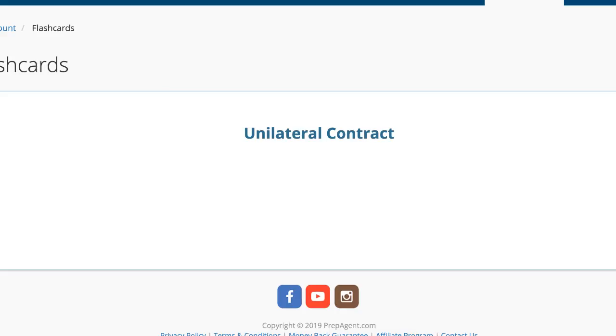A bilateral contract has two promises. So a bilateral contract would be an exclusive right to sell. Here's an example of a bilateral contract. Everybody ready for this one? You and I are in one right now.